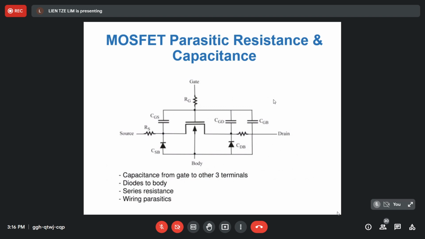When we include the resistance in the MOSFET, this is how the diagram should look, with the combination of resistance and capacitance. This is also a 2D diagram, with gate, source, and drain terminals. At the gate there is a resistance, and these three capacitances indicate the gate capacitance. The resistance is not only on the gate, it is also at the source and drain terminals. And this is a diode. The diode indicates the junction capacitance, the PN junction capacitance.